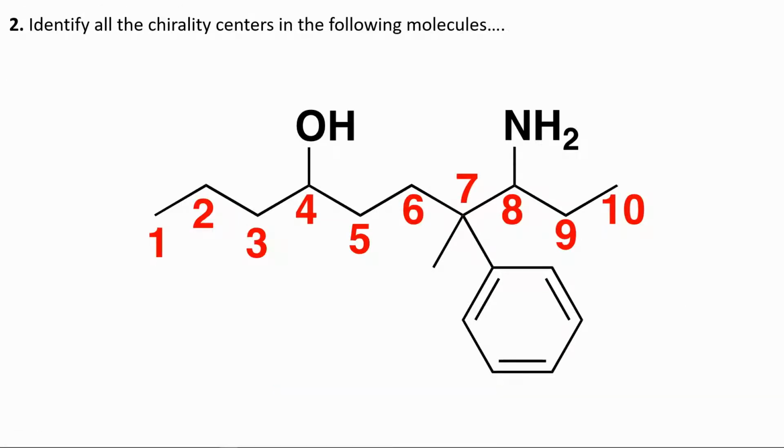So you can try this problem for practice. Identify all the chiral centers in the molecule. Remember, they're going to be centers that have 4 different substituents attached. A methylene will never be a chiral center. A methyl will never be a chiral center.